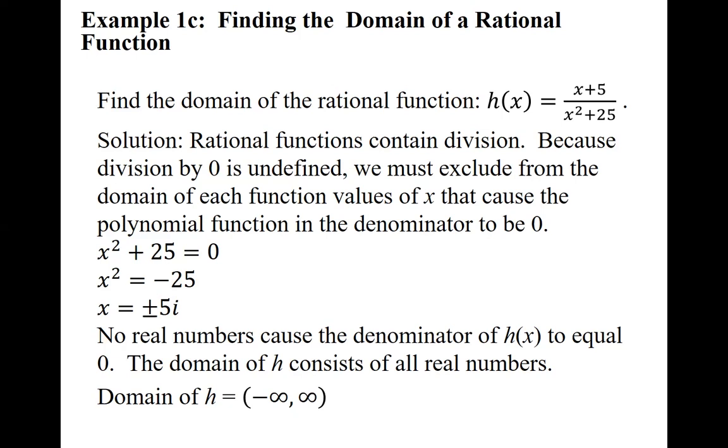But that means that no real numbers give us 0. And that makes sense. If we take something and square it, that's at least 0 or positive. It can't be negative. And if we take this non-negative thing and add 25 to it, there's no way to get 0 on the bottom, not with real numbers. Since we can't get 0 on the bottom, there are no restrictions. The domain is all real numbers, negative infinity to infinity.